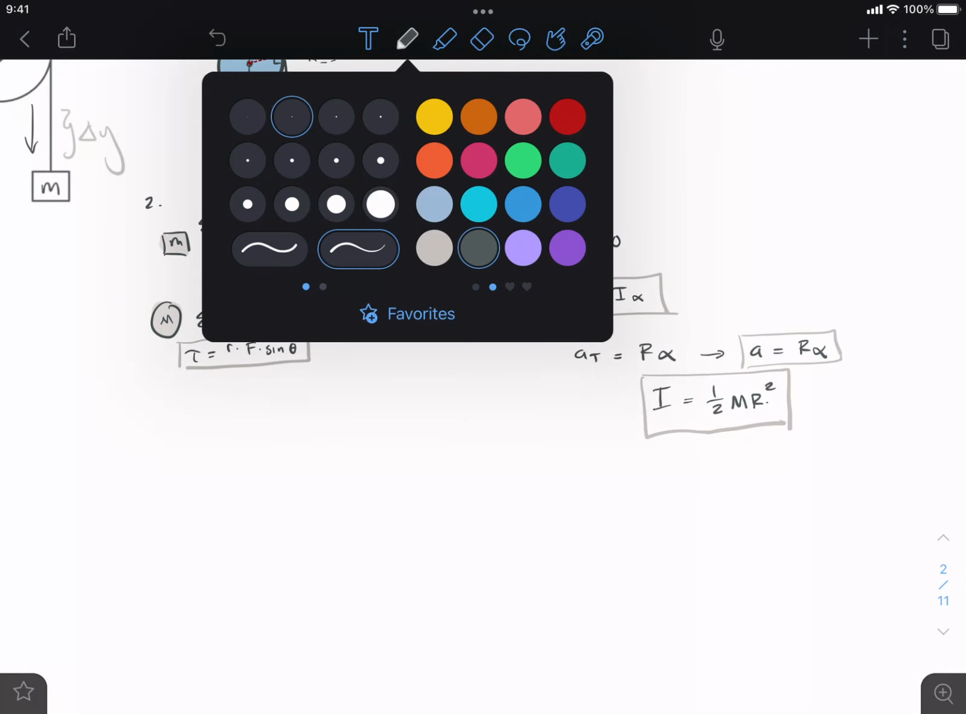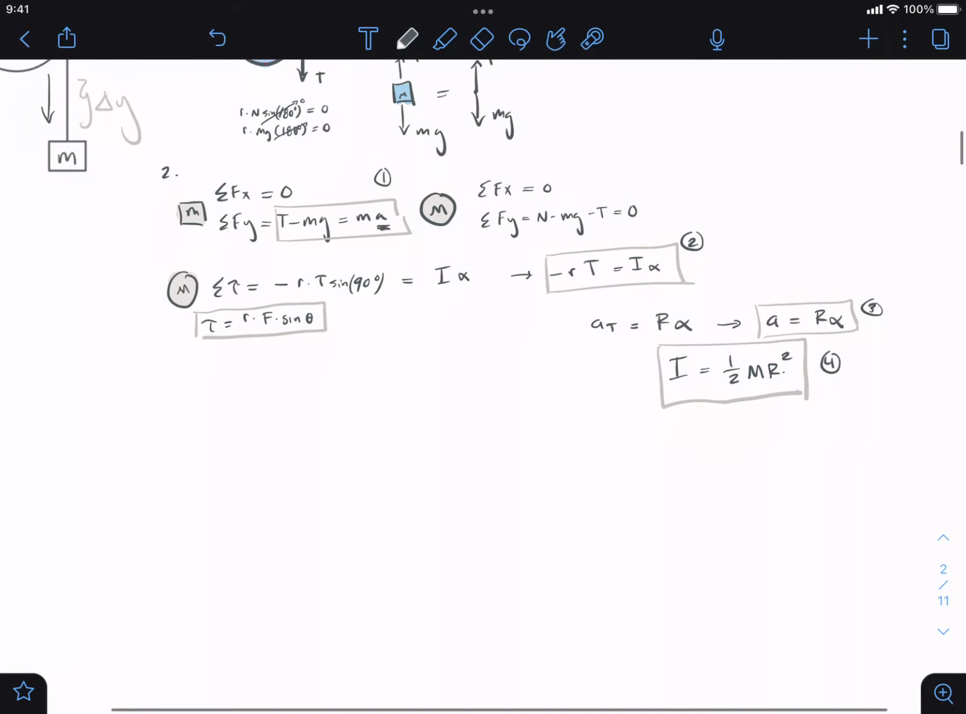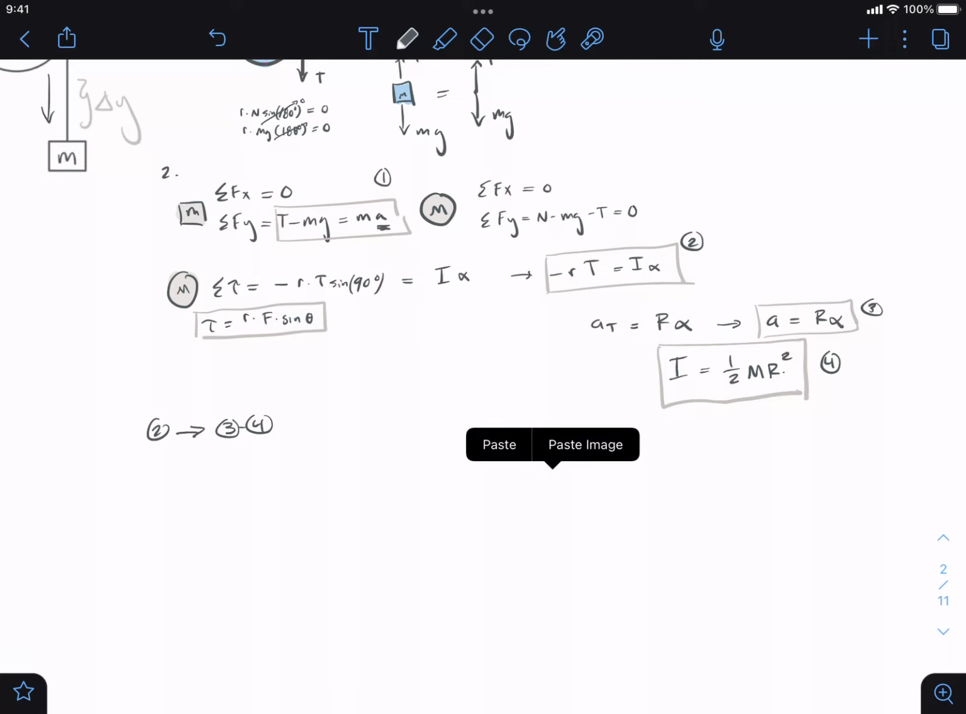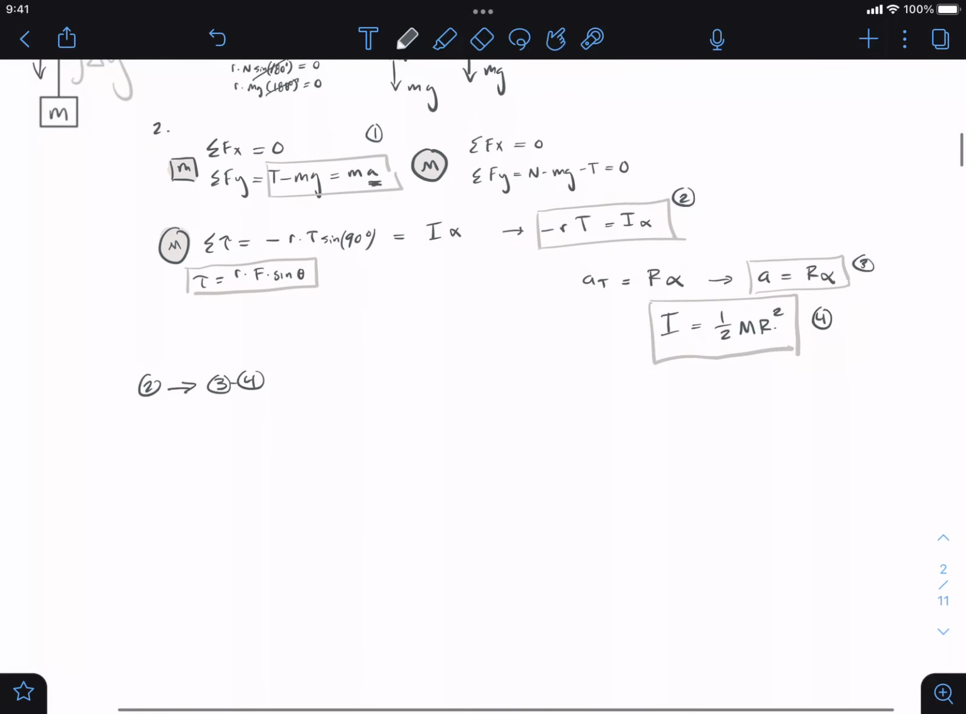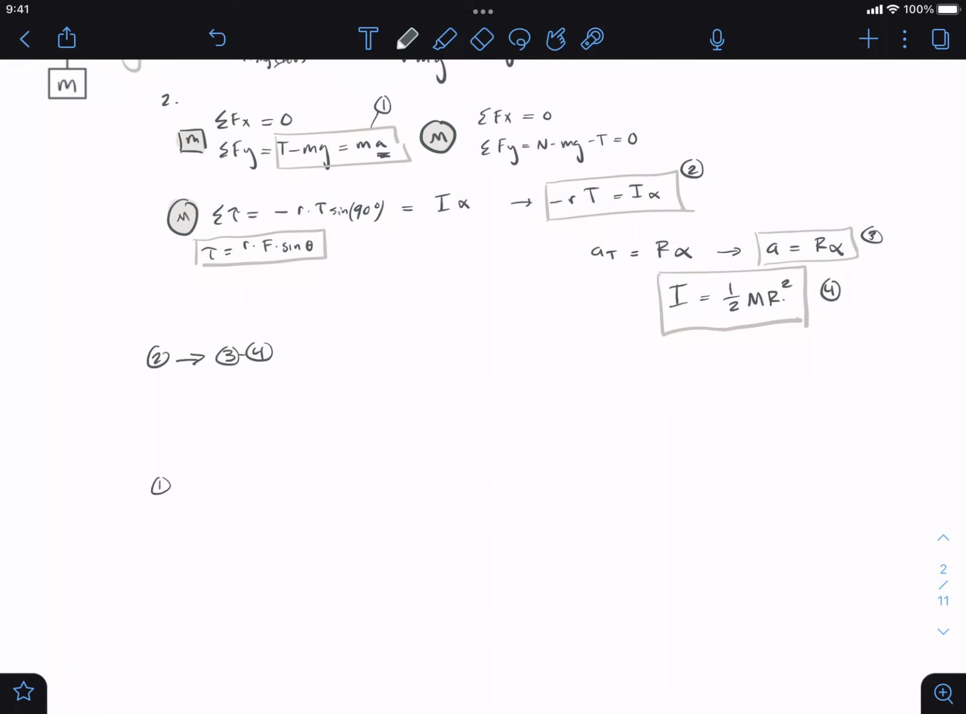So let's label our equations here. I'm going to call this 1, I'm going to call this 2, I'm going to call this 3, and I'm going to call this 4. So I'm going to take equation 2, and then I'm going to sub in 3 and 4, okay? So I can get an equation for my acceleration. Then I'm going to use equation 1 over here, so I can have a second equation for my acceleration.